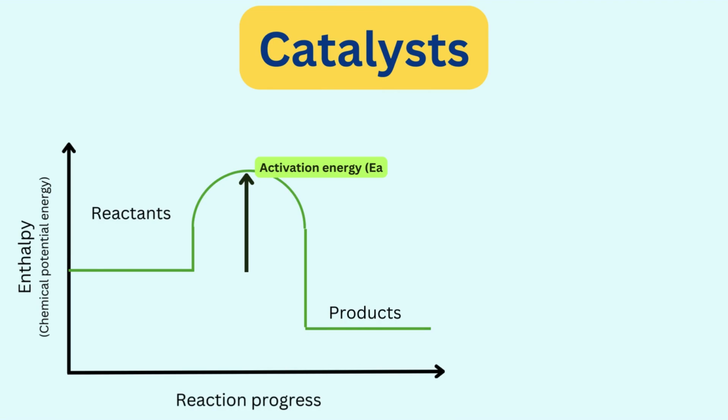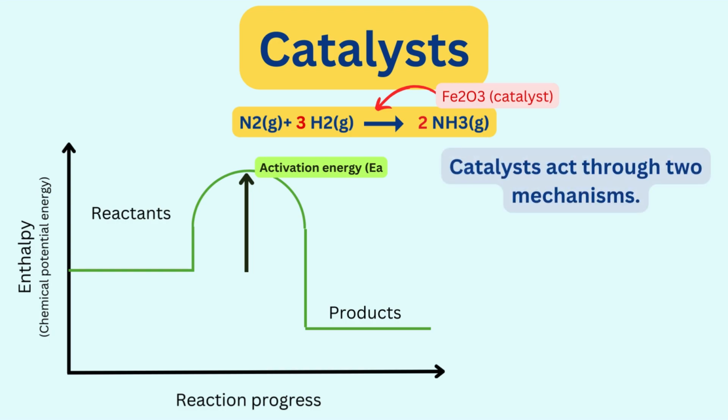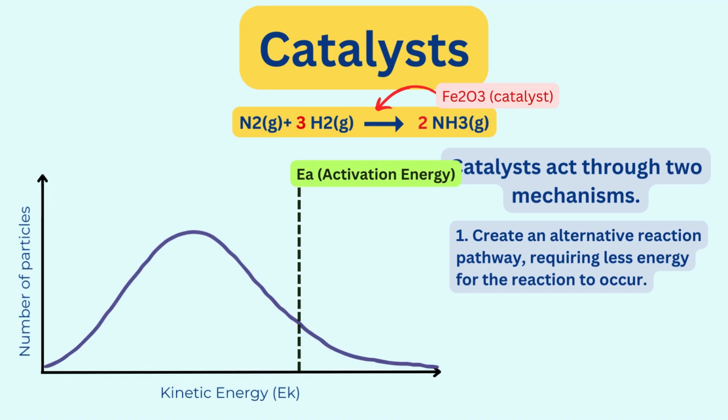Catalysts are wonderful chemicals that supercharge reactions without getting consumed in the process. Take iron(III) oxide in the Haber process as an example. Now, catalysts, much like heating, work wonders through two mechanisms. Firstly, catalysts create an alternative reaction pathway, requiring less energy for the reaction to occur. This can be visualized as a lower activation energy bump on an energy profile diagram, or a leftward shift in the activation energy on a Boltzmann distribution. The end result being that more reactants can hit the sweet spot for successful collisions.